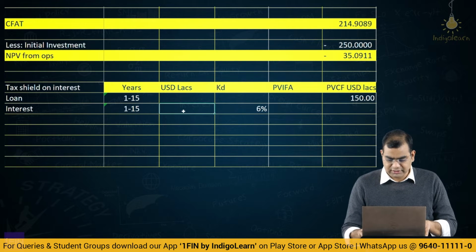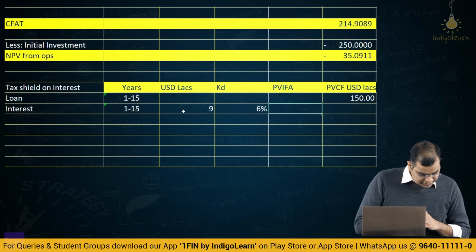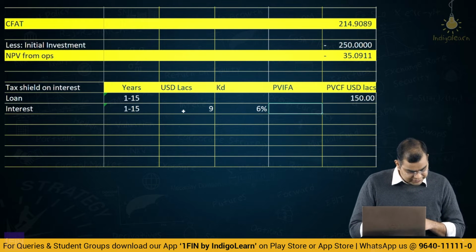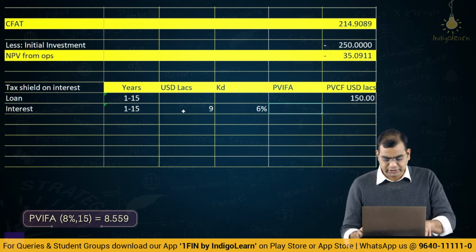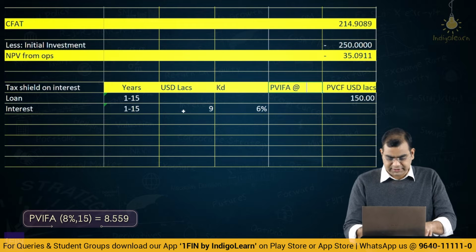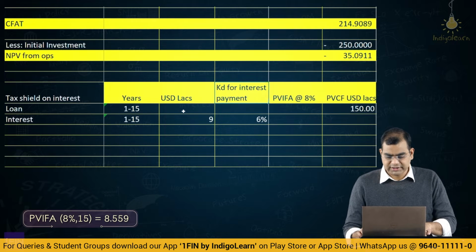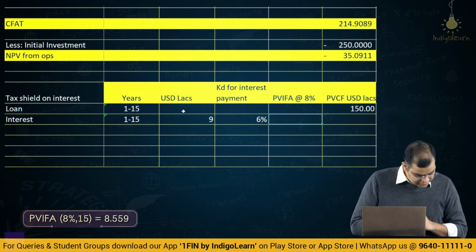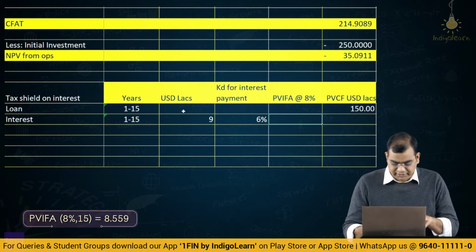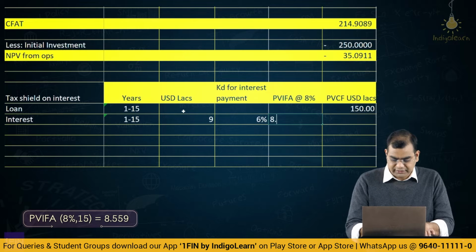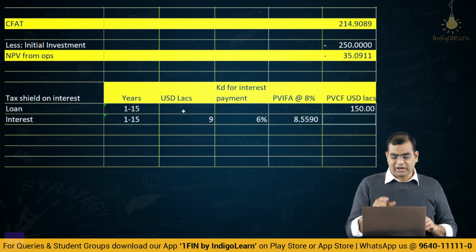So, what is the interest on 150 lakhs into 6%? You will pay every year 9 lakhs of interest. And what is the present value interest factor for an annuity at 8% for 15 years? It is 8.559. So, here you will say at 8% cost of debt for the loan, for interest payment. This is 6%, but the present value interest factor is computed at 8%. What is the present value interest factor at 8%? 8.559.